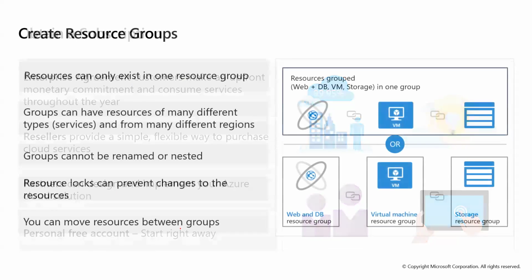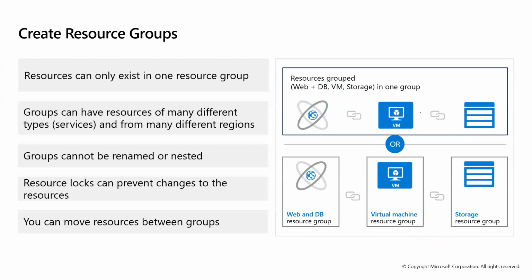Then coming to the resource group we have discussed. Okay, so we have discussed all that. Resources can only be created in one resource group. It could have resources from multiple regions. You can't rename, you can't do nesting, and locks. So for example, you want to prevent the accidental deletion of your resource groups. In that case, you could go with the resource lock, and you could move the resources between resource groups at any point of time.